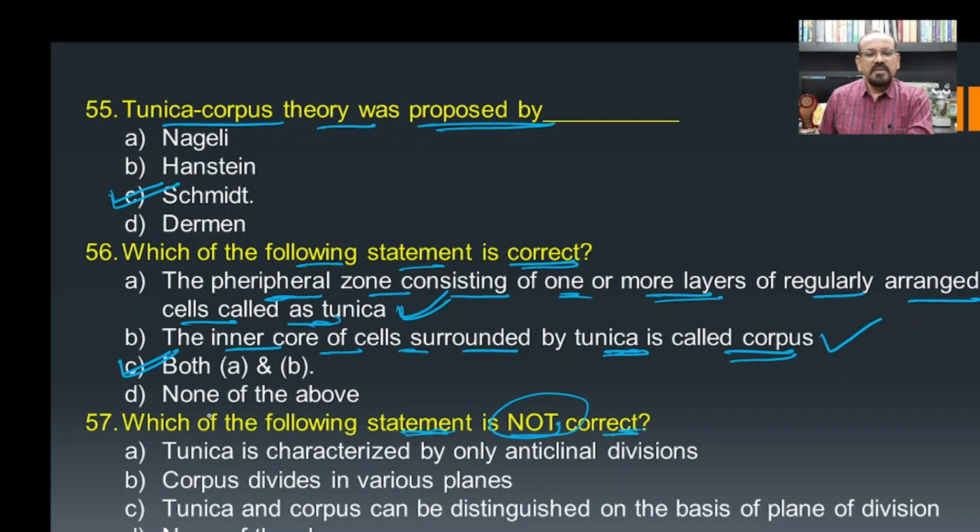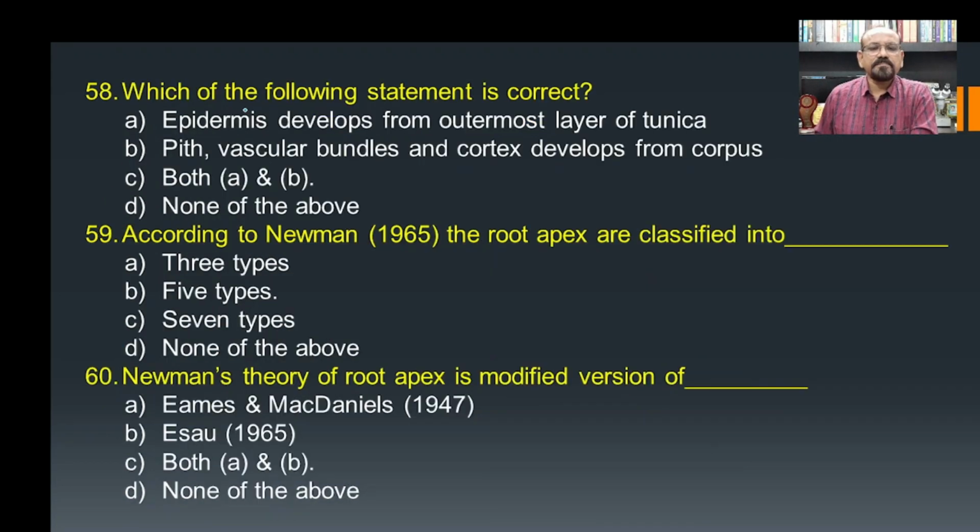Then which of the following statements is not correct? Tunica is characterized by only anticlinal divisions, and this is the correct statement. Then corpus divides in various planes. This is also the correct statement. The tunica and corpus can be distinguished on the basis of plane of division, as I told you earlier. This is also the correct statement, and hence all these three are correct, but the question asks for not correct, and hence none of the above will be the answer for this question.